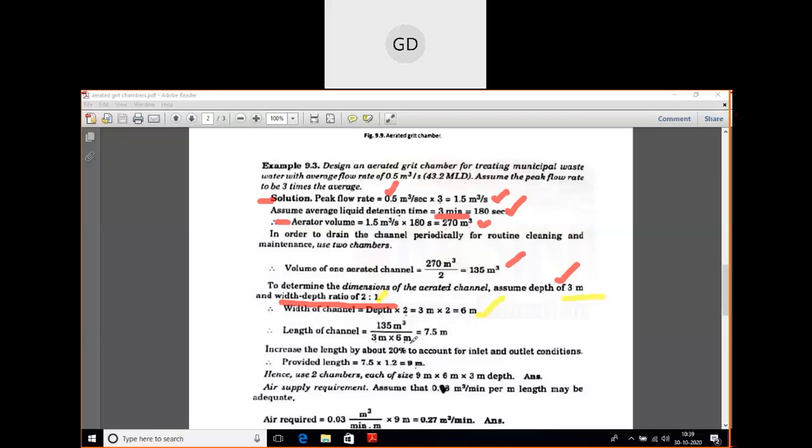Okay, this is 3 meter into your 6 meter, that is your depth into width. So they are getting it to be 7.5 meter. So again they are increasing the depth, increasing the length of the chamber by 20%. Here they are increasing 20% of 7.5, it is your 9 meter. So the provided length will be 9 meter.